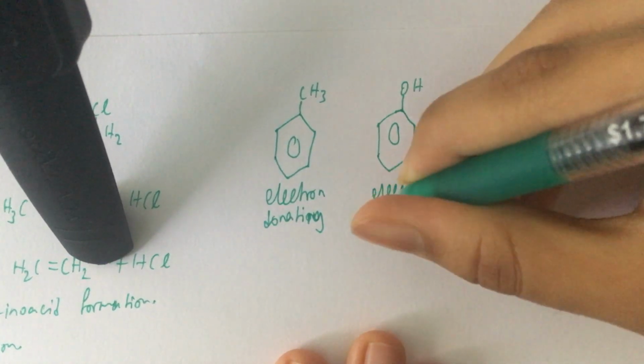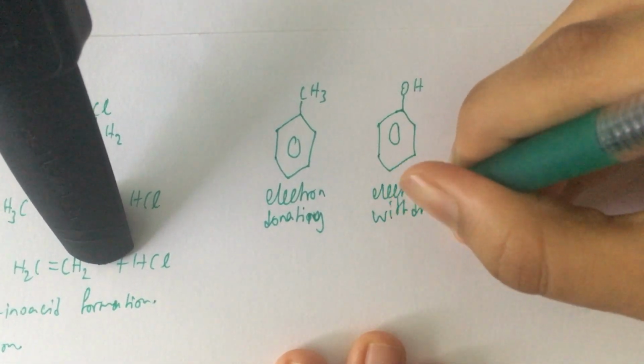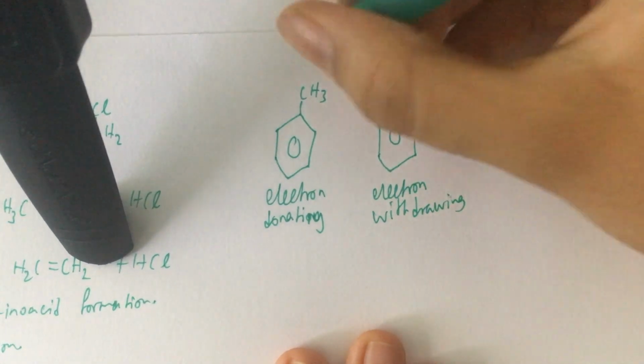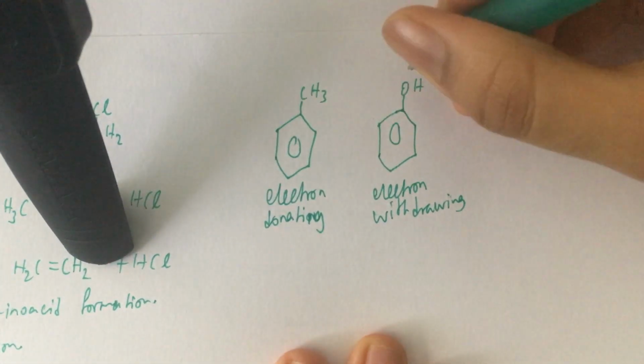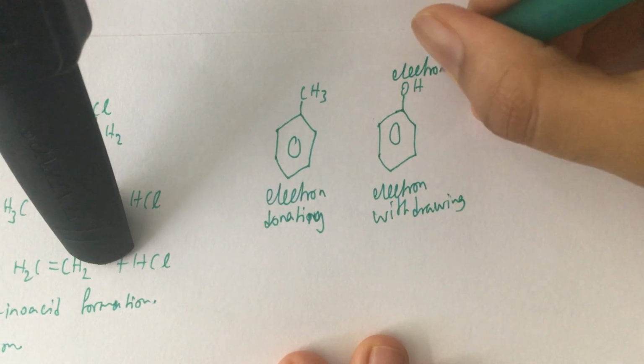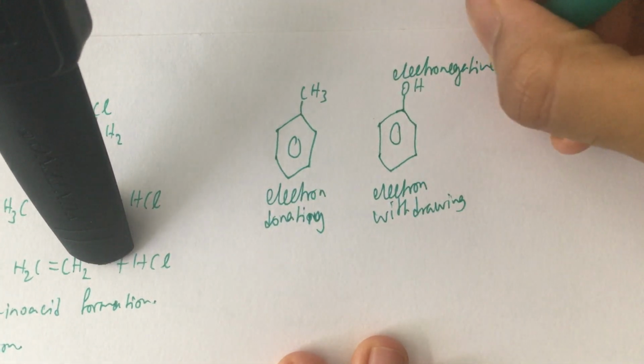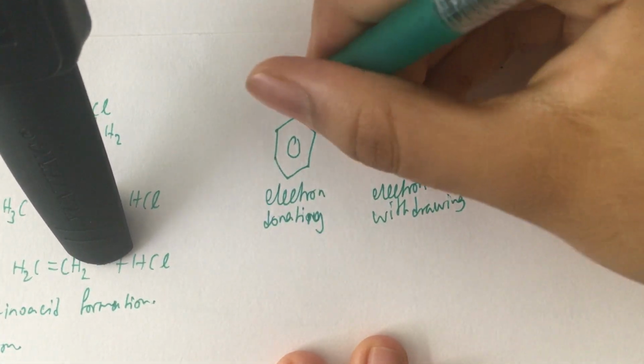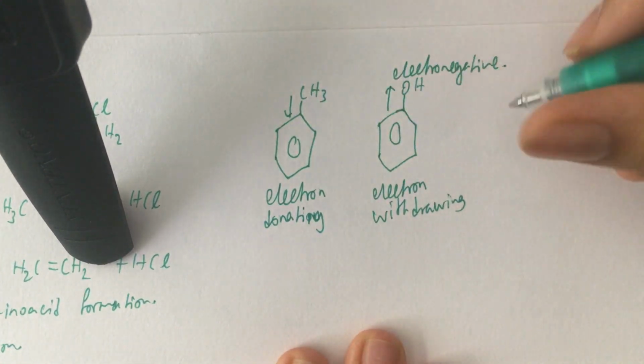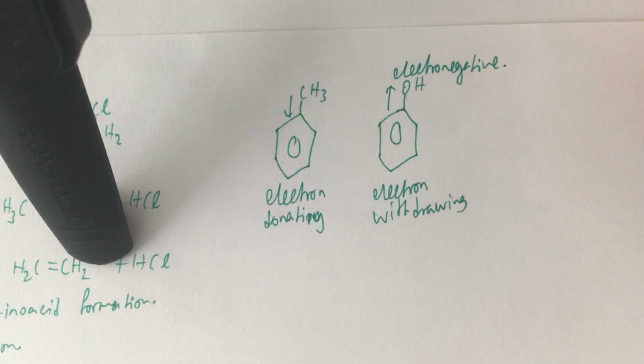So if the group is electron donating, it will push electrons back into the ring and make the ring more negative. If it's electron withdrawing, it will pull electrons away from the ring and make it more positive and make it more susceptible to attack by a nucleophile, I suppose.